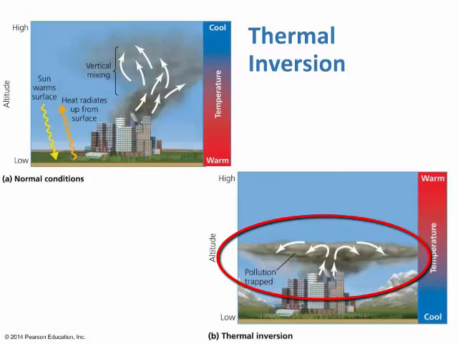This happened in London in 1952. The smog that formed there was called the killer smog because it killed between 4,000 and 12,000 people. A similar event happened in Donora, Pennsylvania in 1948, during which 21 people died and 6,000 people became ill.